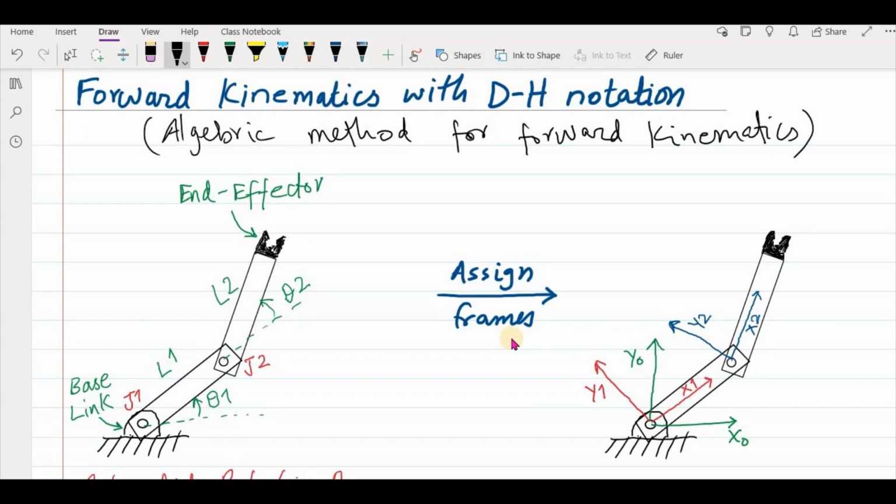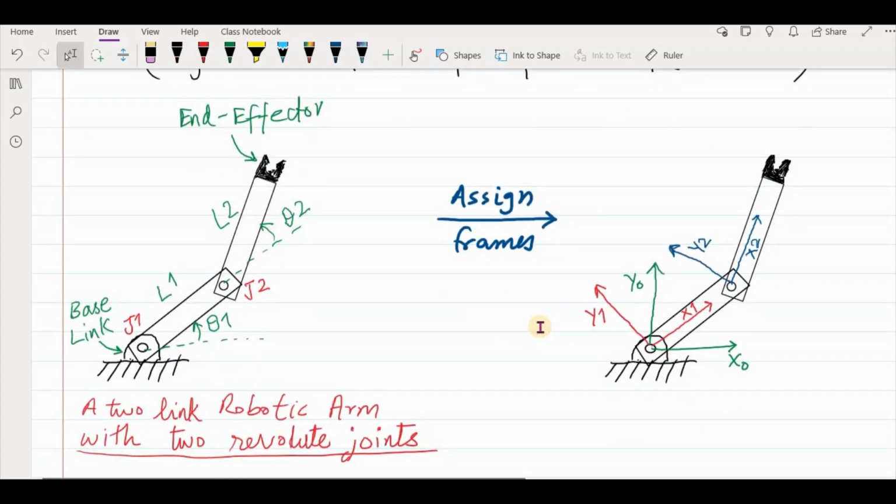So what we do, we try to follow the DH conventions, and we try to find the DH, which is Denavit-Hartenberg parameters. So let's see an example of a 2-link robotic arm. It has 2 joints, joint 1, joint 2, and then we have a link 1 and link 2 here. At the end of the link 2, we have an end effector, and this is the base link because it's not moving, so we don't consider it usually, it's fixed.